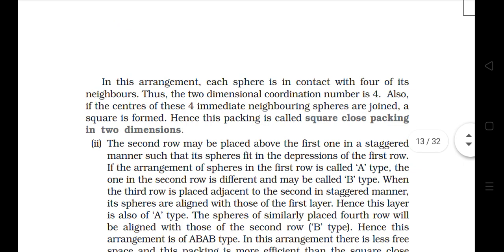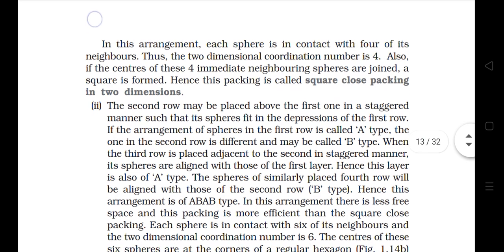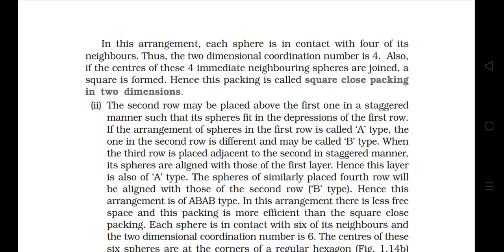In this arrangement, each sphere is in contact with 4 of its neighbors, thus the 2-dimensional coordination number is 4. Also, if the centers of these 4 immediate neighbor spheres are joined, a square is formed. Hence, this packing is called the square close packing in 2 dimensions.